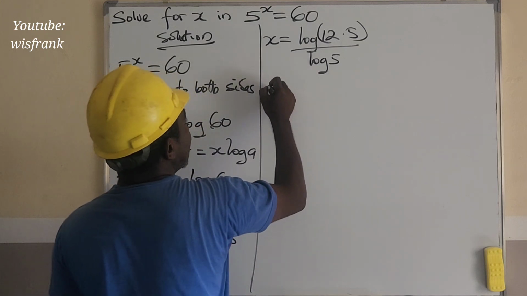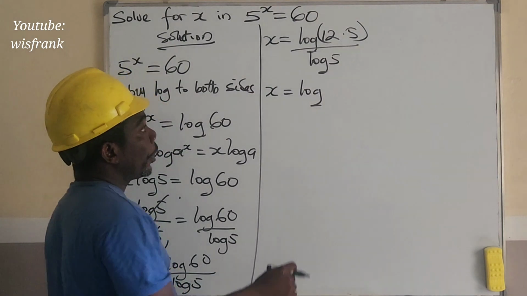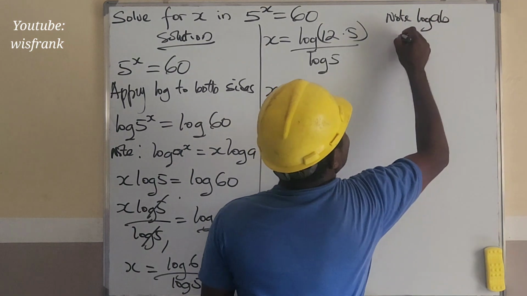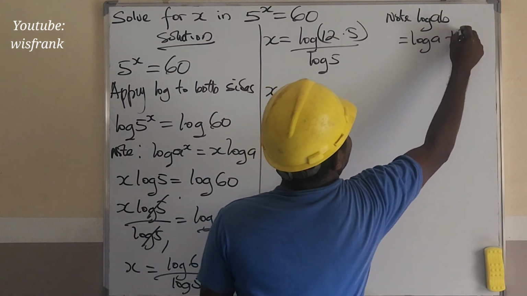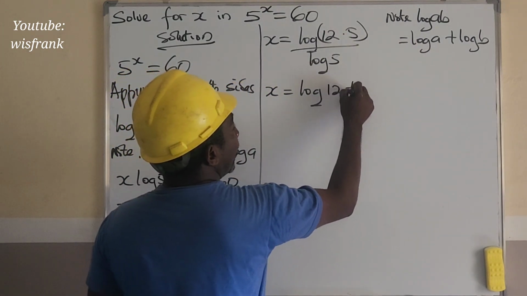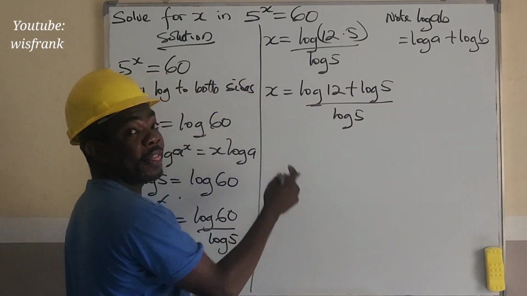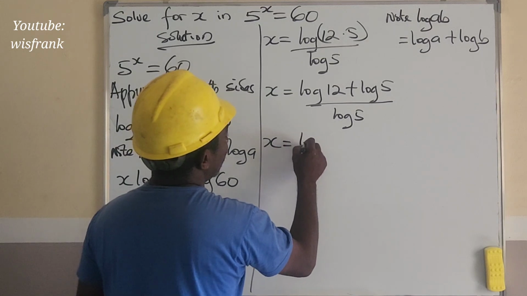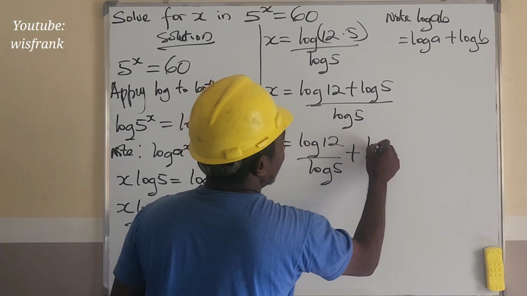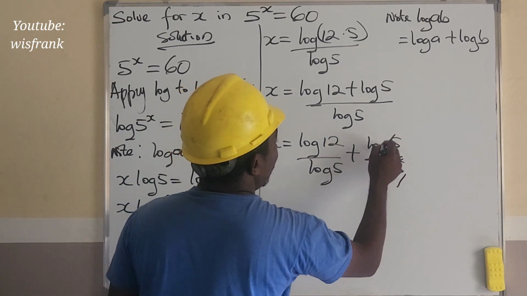So x can be written as log of 12 times 5. When we recall the law of logarithm that says log AB is the same thing as log A plus log B, expressing this in that format, we have log 12 plus log 5 all over log 5. We can separate this. So x equals log 12 all over log 5 plus log 5 all over log 5. Here log 5 cancels log 5.